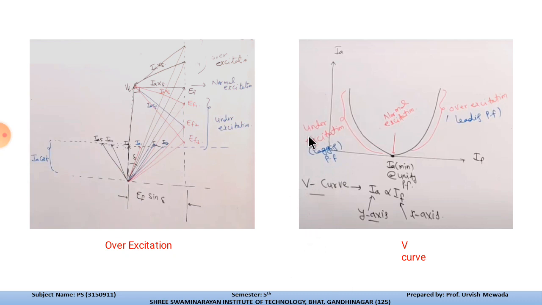And we can improve the efficiency of the transmission line, and we can maintain the voltage regulation of the transmission line after giving excitation to the synchronous machine and operating the synchronous machine in these three different ways.